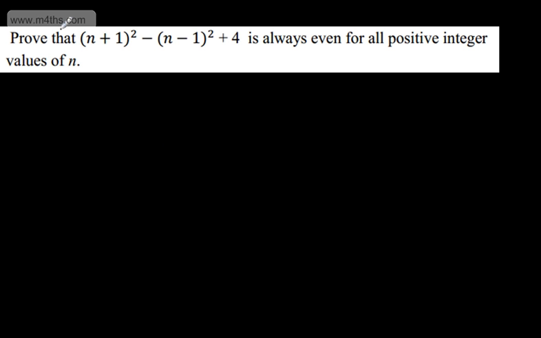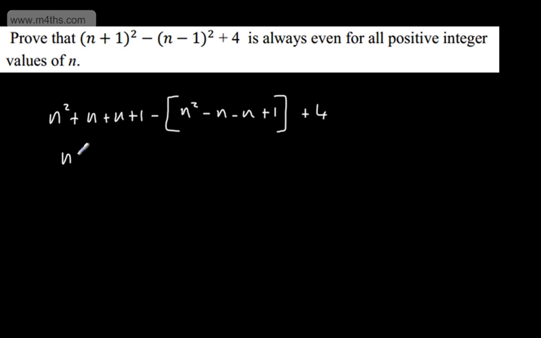Let's look at another one. We need to prove that the quantity (n + 1)² − (n − 1)² + 4 is always even for positive integer values of n. So if we expand this, we're going to have n² + n + n + 1, minus, and if I expand this one right here, I can use square brackets or curly brackets, n² minus n minus another n plus 1, and then we're going to have plus 4.